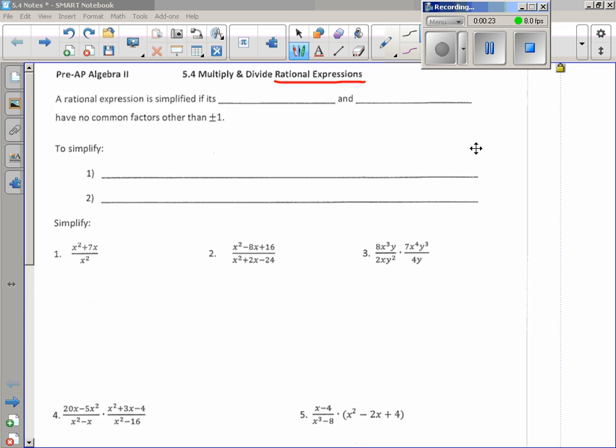And a rational expression is simplified if its numerator and denominator have no common factors other than plus or minus 1. So we are going to be working on multiplying and dividing and simplifying rational expressions. And you'll know that you're done when there are no common factors between your numerator and your denominator, which means you're going to have to factor your numerator and your denominator.